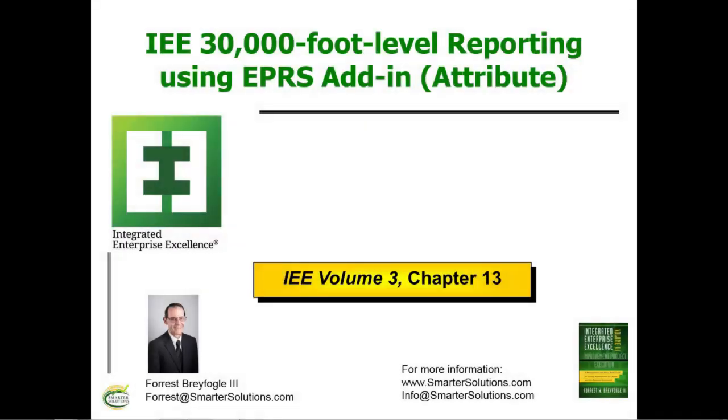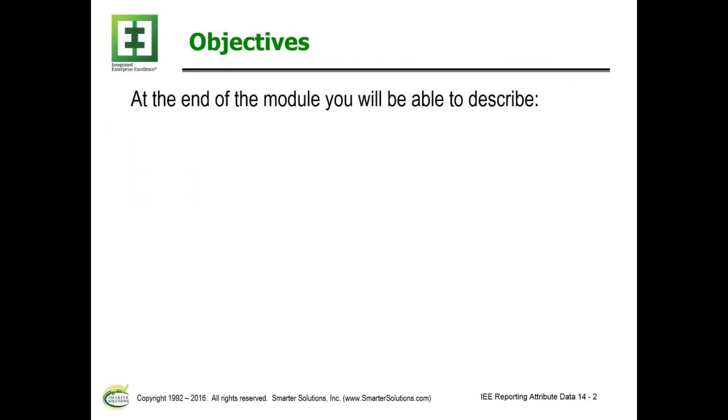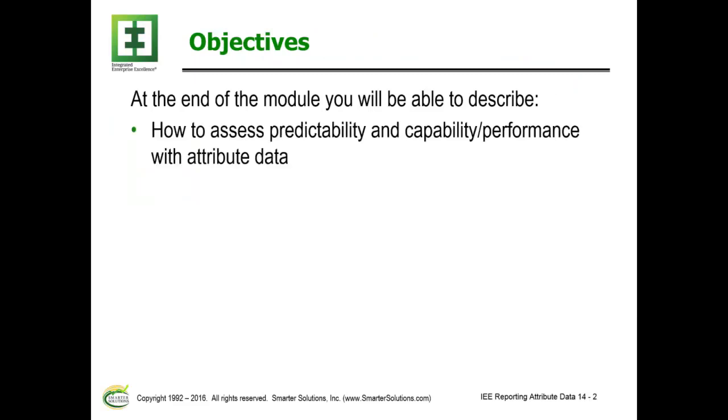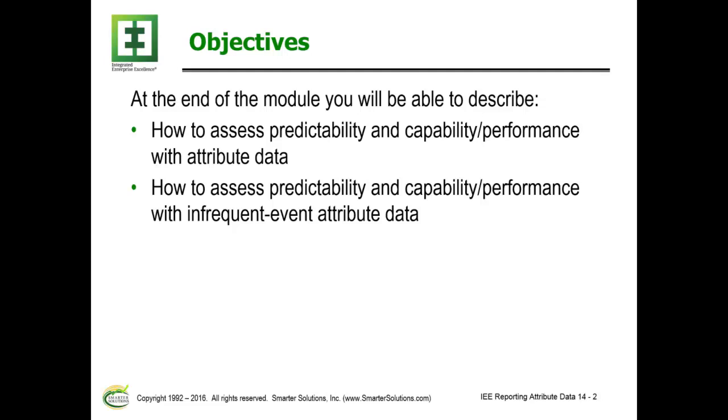In this session, I'll be talking about IEEE 30,000 foot level reporting for attribute data. At the end of this module, you'll be able to assess predictability and capability statement with attribute data. You'll also be able to apply these techniques to infrequent event occurrences of attribute data, for example, safety events.